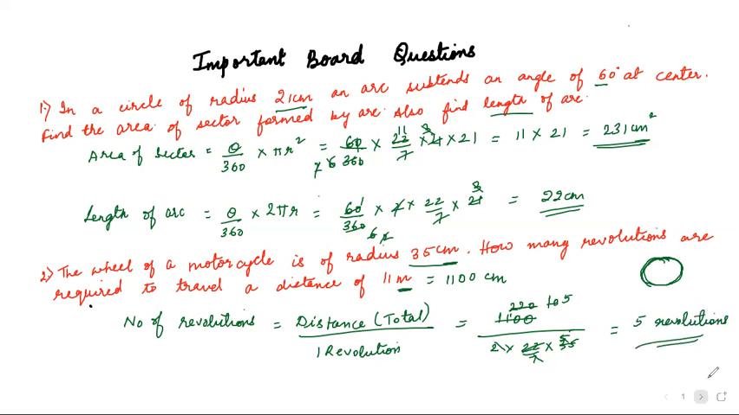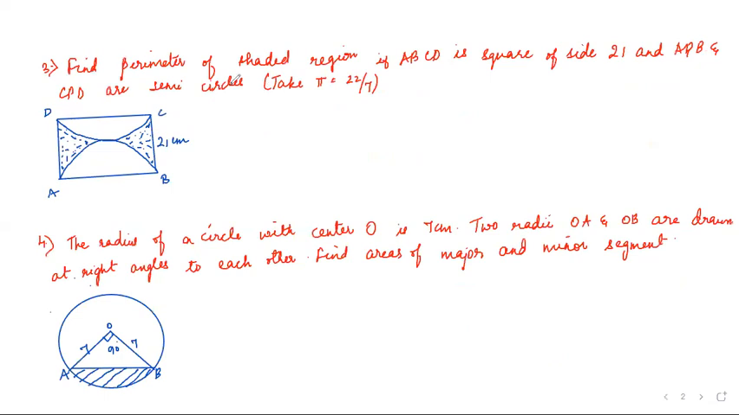All right. Now coming to the next one: find the perimeter of the shaded region. Here we can see the shaded region. We need to find the perimeter. If ABCD is a square of side 21, and APB and CPD are semicircles, we need to take pi as 22 by 7. So firstly, what is perimeter? How do I find the perimeter?